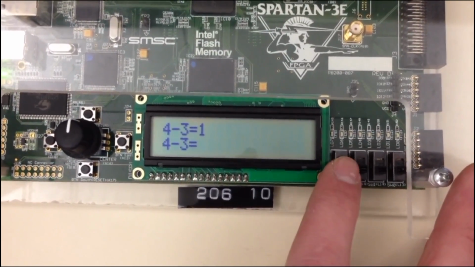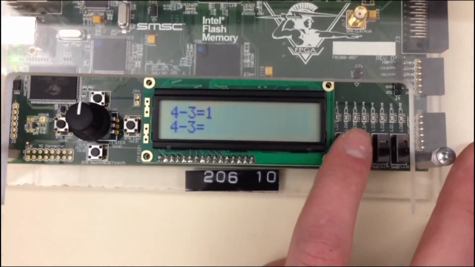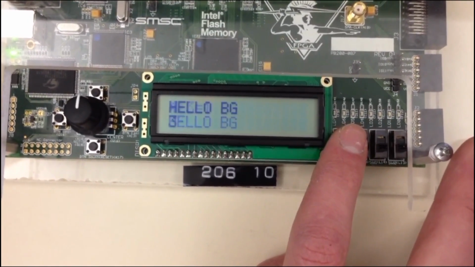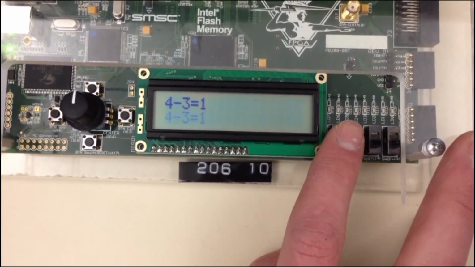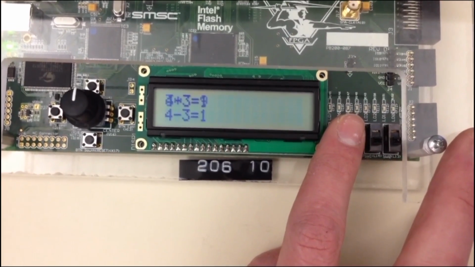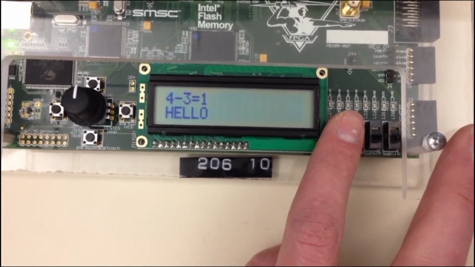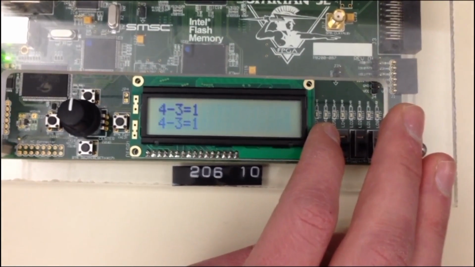4 minus 3 equals 1. The first time we're doing it, we're using the hardware implementation. The other one is a software version, which takes 3 and turns it into a negative 3, and then subtracts that from 4. So there's our working 4-bit processor.